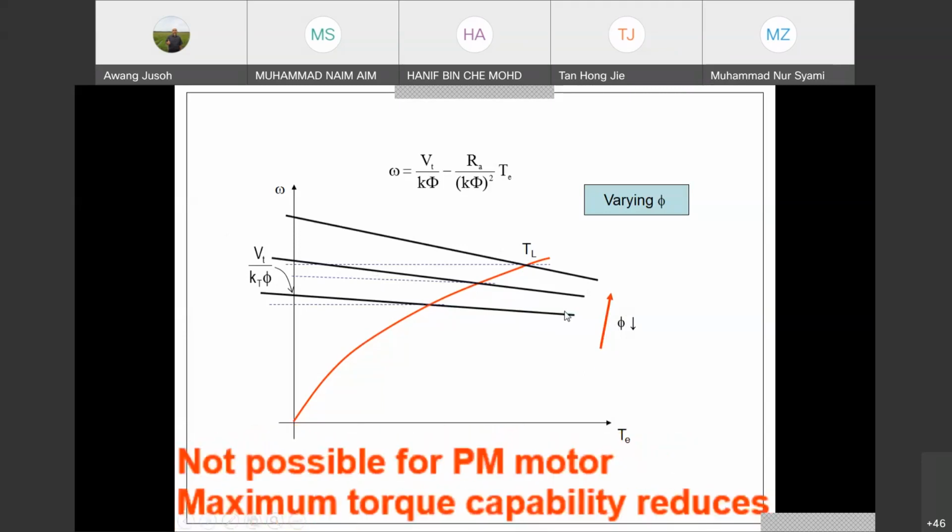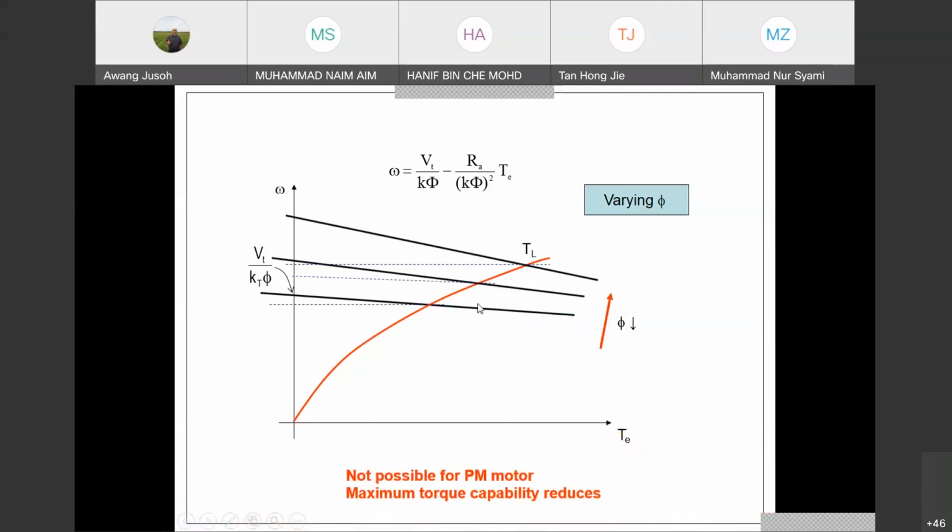This method, we can change the speed also, but the problem is that we cannot apply it to the permanent magnet motor. PM stands for permanent magnet. Because in a permanent magnet motor, our magnet is fixed. You cannot change the flux because we use a permanent magnet. That means flux cannot be controlled. So if you have a PM motor, this method cannot be used.